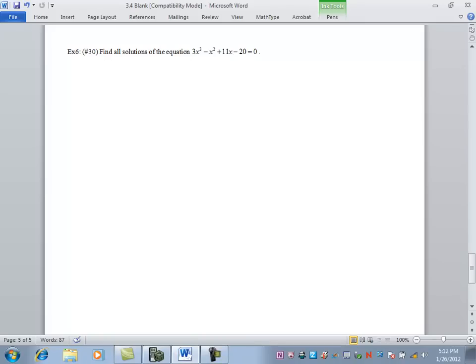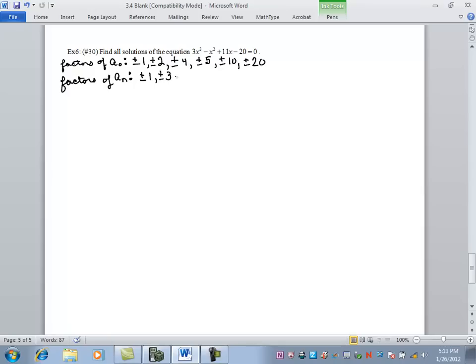Let's take a look here at example 6. And again, we're asked to solve this. Let's get our factors of a sub 0. Alright, well, we're looking at plus or minus 1, plus or minus 2, plus or minus 4, plus or minus 5, plus or minus 10, plus or minus 20. And then we need our factors of a sub n. So we're looking at plus or minus 1 and plus or minus 3.